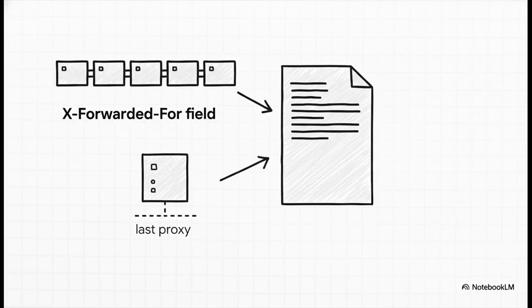Okay, so for anyone out there actually running a web server, this is a huge takeaway. Just logging the XFF header by itself isn't enough. You should always log two things. One, the full, complete X-Forwarded-For header string, and two, the actual source IP of the request that hit your server, which will be the IP of your last proxy. Together, those two pieces of information give you the complete story of that request's journey.